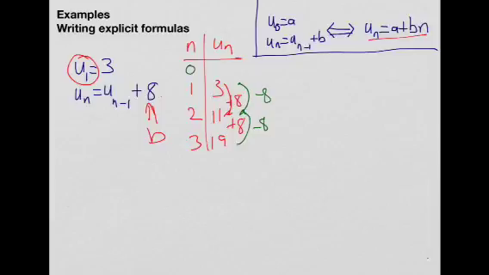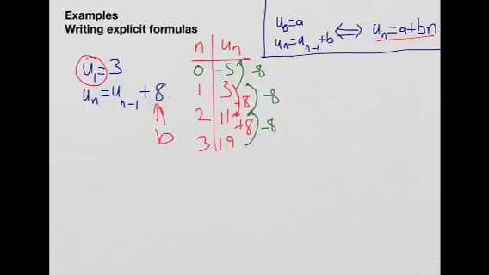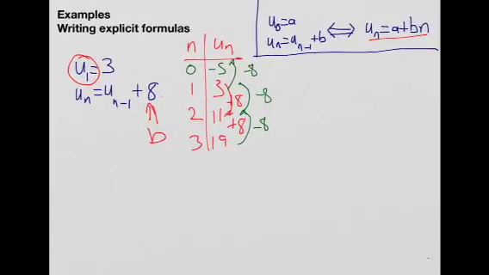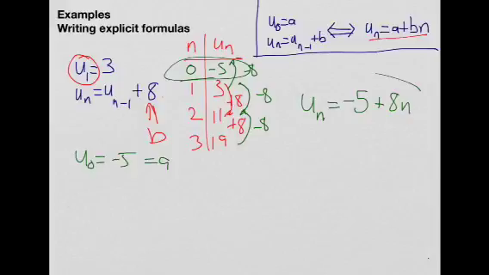So if I want to go backwards to 0, I just subtract 8, and I get negative 5. So while u sub 1 equals 3, that's where we started, for an explicit formula I need a u sub 0. So my u sub 0 is negative 5. And that's my a value. So my explicit formula is going to be u sub n equals negative 5 plus 8n. So again, we sometimes need to find our u sub 0, even if the u sub 0 doesn't exist. If it did, what would it be?